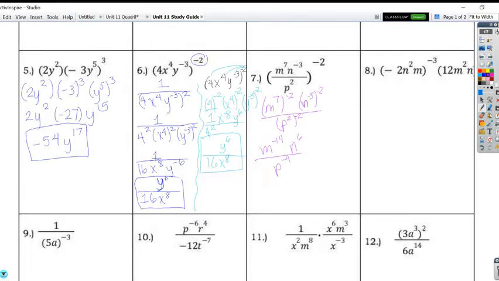Remember, we're not going to leave negative exponents in our answer. So I get my fraction bar ready. And this m to the negative 14, it's in the numerator, but we're not going to leave it. Switch it to the other side of the fraction bar. It's now m to the positive 14.